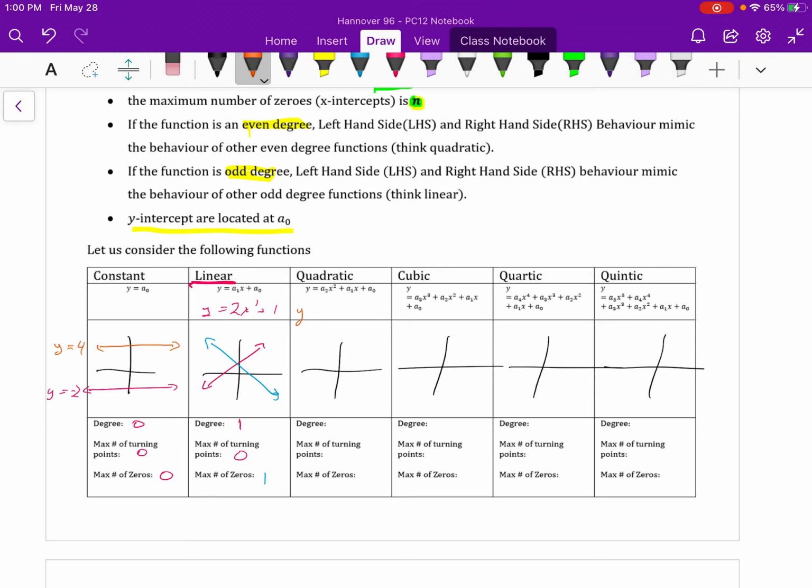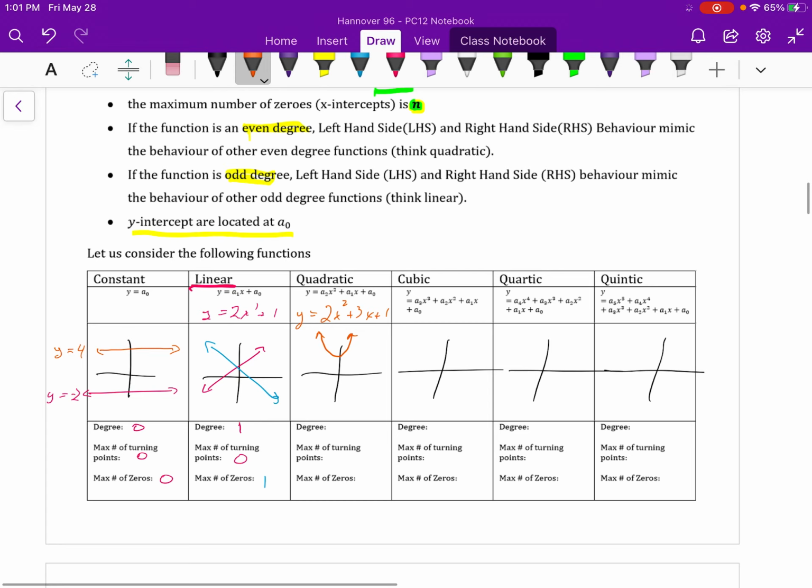Now a quadratic function. We're very familiar with quadratic functions. So y is equal to 2x squared plus 3x plus 1. That would be an example of a quadratic. Now, we could have a quadratic that opens like that. Or alternatively, it could open like this. Or alternatively, a quadratic could look like this.